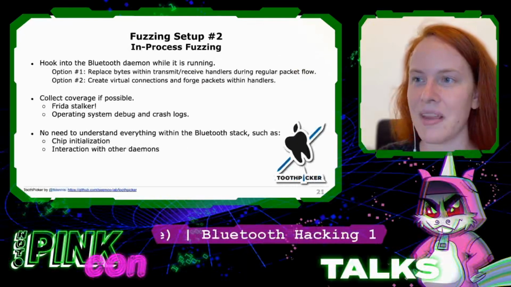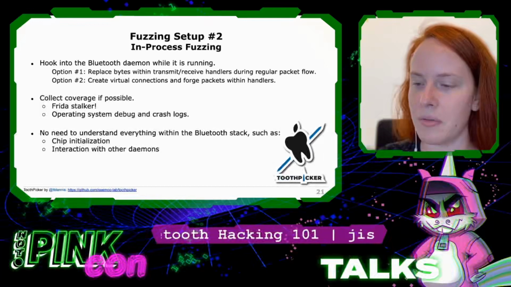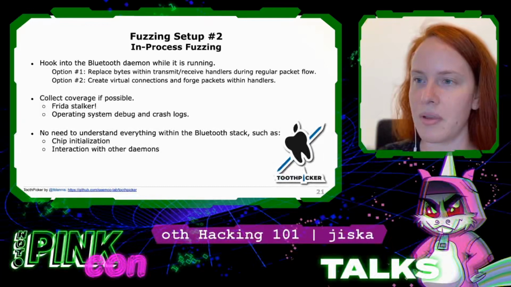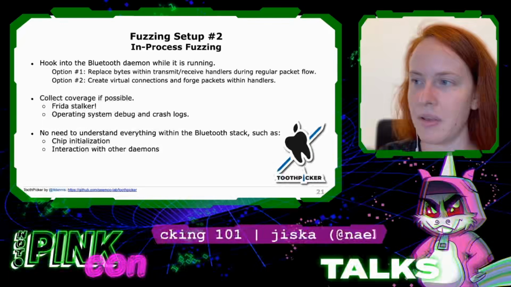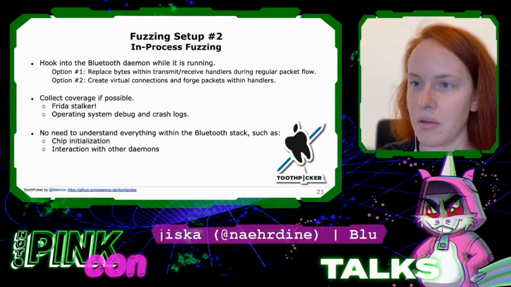The next type of setup is when you actually hook into the Bluetooth daemon while it's running. And even there you can do kind of two things. The first part that's very easy is what you can do if you find the transmit receive handler. You can just change single bytes within the packet flow, or even just flip some bits and then see what happens. But for this, you need to have an active connection. So for example, I connect to my headset and inject this traffic into the ongoing connection.